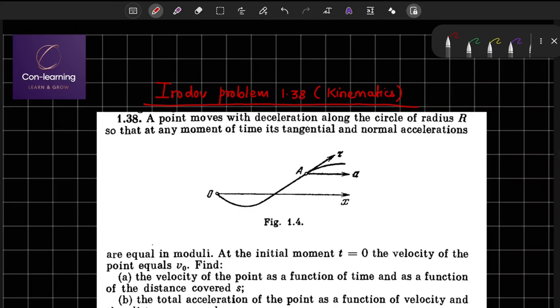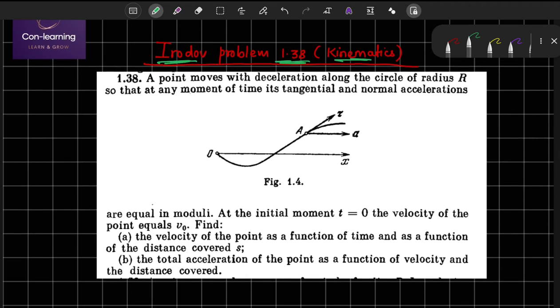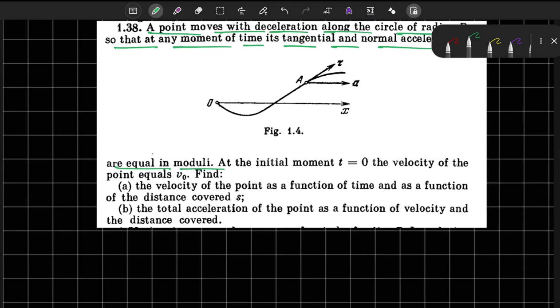Hello everyone. In this video we are going to solve problem number 1.38 from Irodov, and that is related to kinematics. So let us first read out the problem and then we will solve the problem step by step. A point moves with a deceleration along a circle of radius r so that at any moment of time its tangential and normal accelerations are equal in moduli.